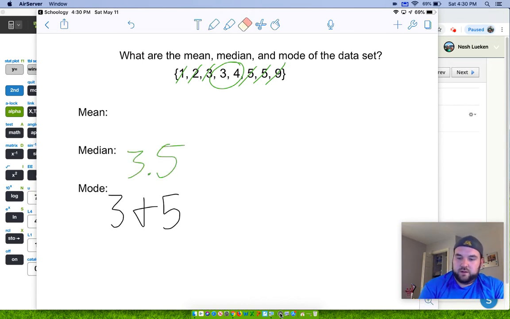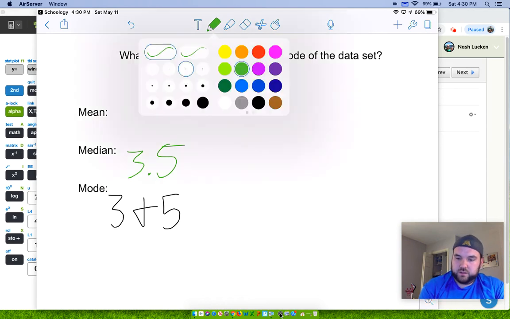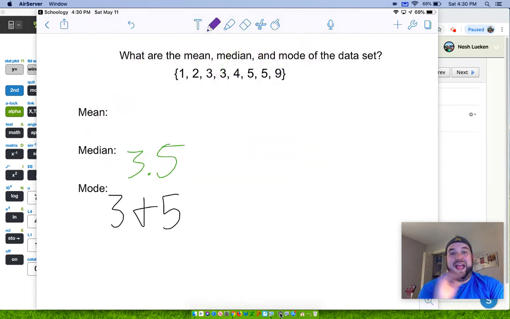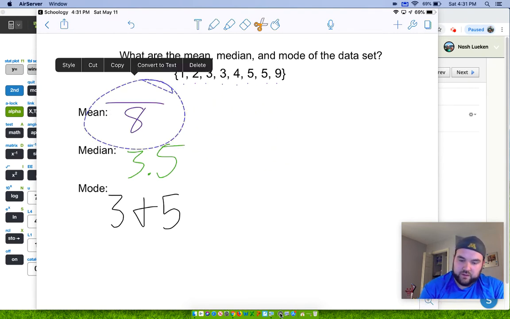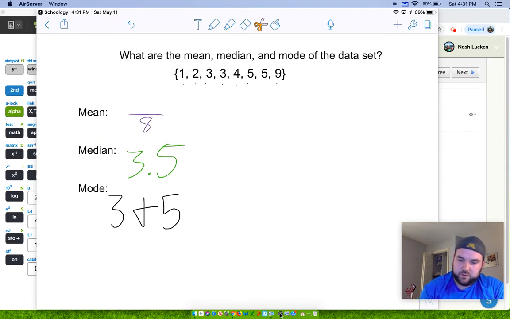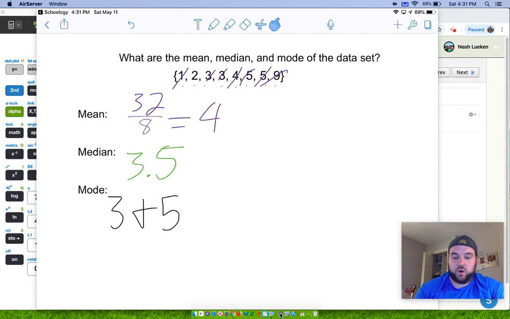And then finally, we have the mean, which means I'm going to add them all up and divide by 1, 2, 3, 4, 5, 6, 7, 8. There are 8 values, so I'm going to divide by 8. If I add all those numbers up, that's 10, that's 20, that's 30, so 32 over 8, which is 4. Okay, so our mean was 4, our median is 3.5, and our mode is both 3 and 5.